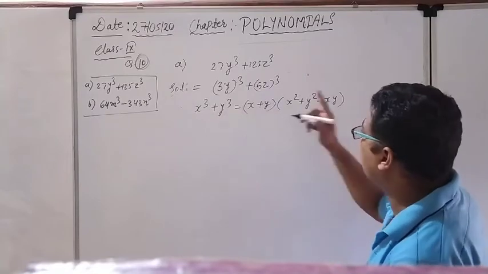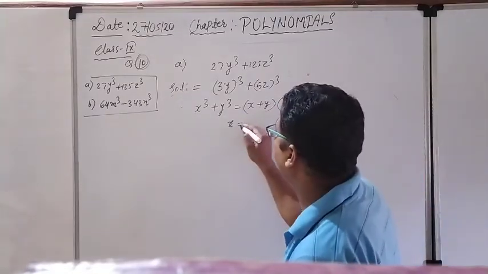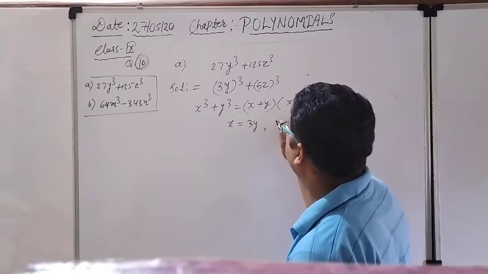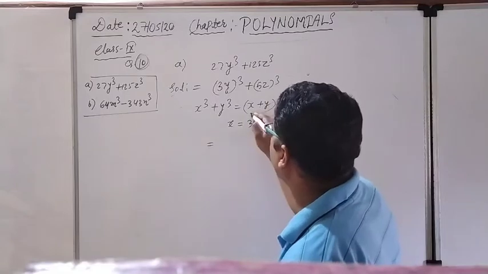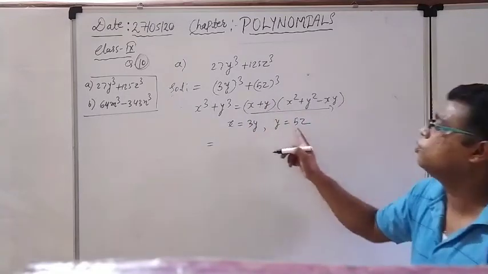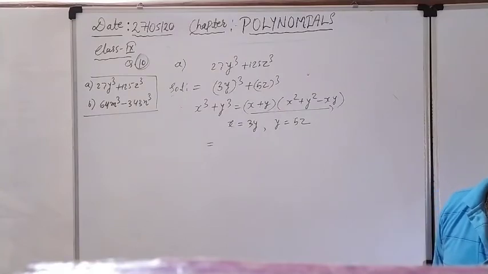x cube plus y cube always produces minus xy. Right now you can compare what is there in place of x: 3y. What is there in place of y: 5z. So nothing, we have to just fill the values there. We have to just fill the values of x and y here, and we have to go for the expansion.